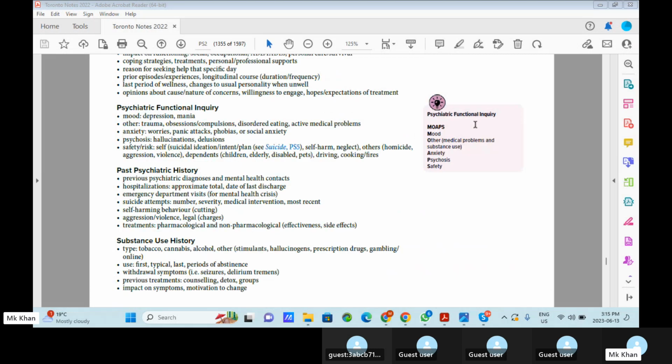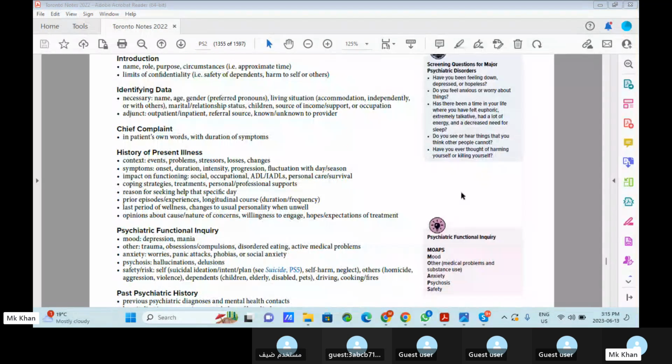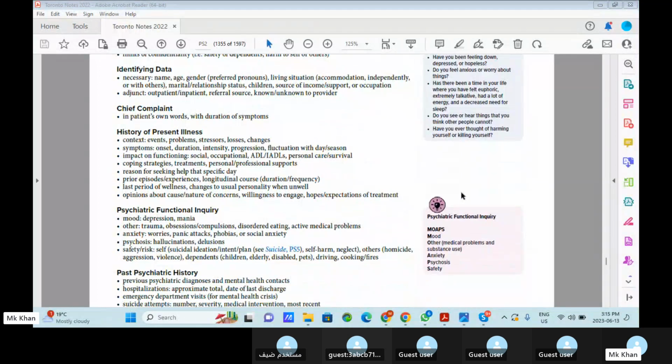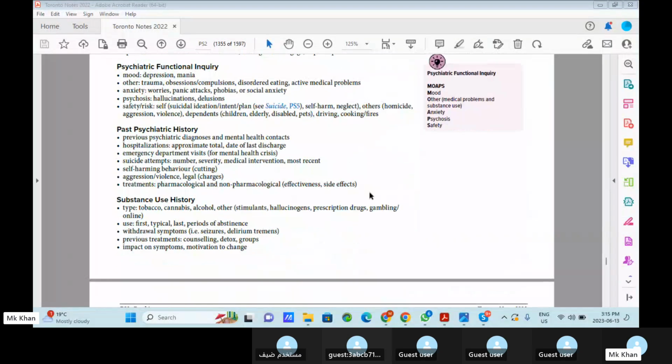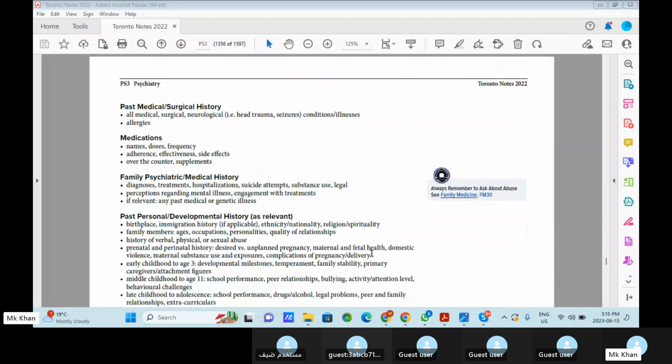And then the psychiatric functional inquiry abbreviation is MOPS. So basically it is mood, other medical problems, anxiety, psychosis, and safety. So this is just the abbreviation. These all sidebars are kind of important in psychiatry. And then this is the detailed history if you want to read it.